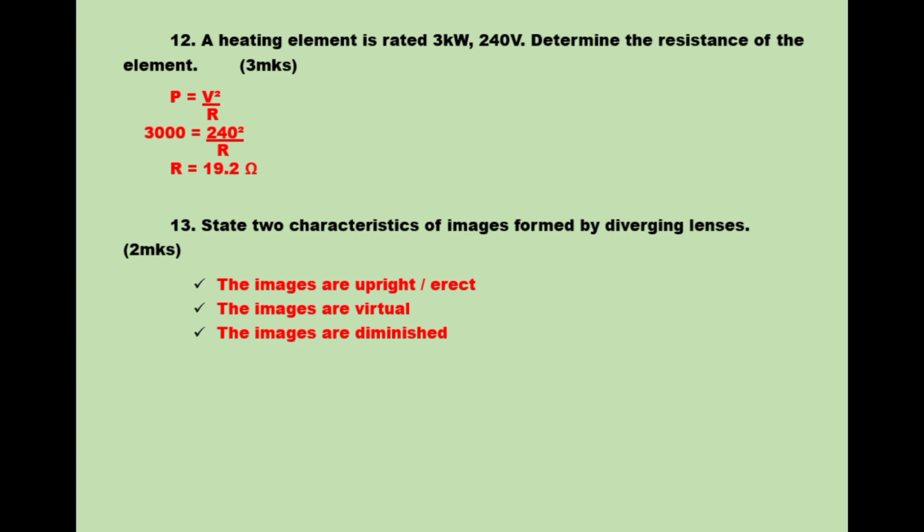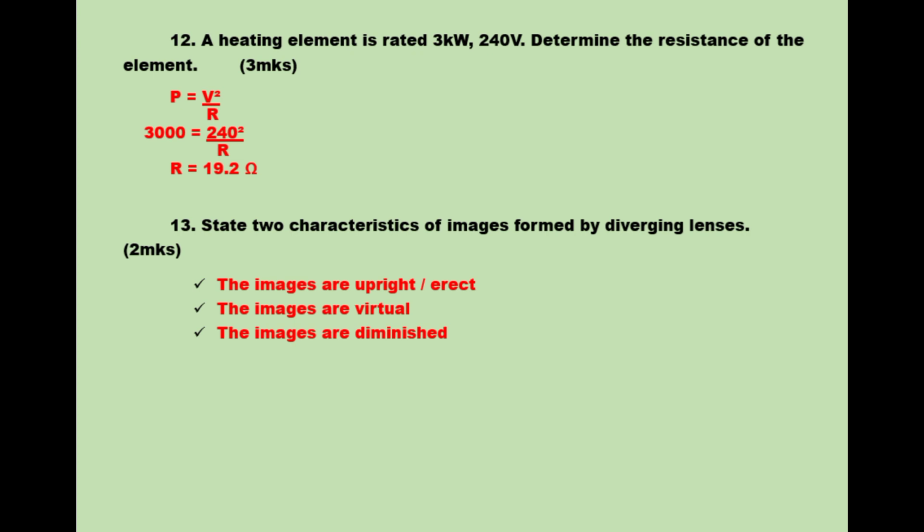Question 13. State two characteristics of images formed by diverging lens. The keyword is diverging lens. One, the images are upright or erect. The images are virtual. Then lastly, the images are diminished. So we have three properties there: upright, virtual, and diminished. Those are the images formed by diverging lens.